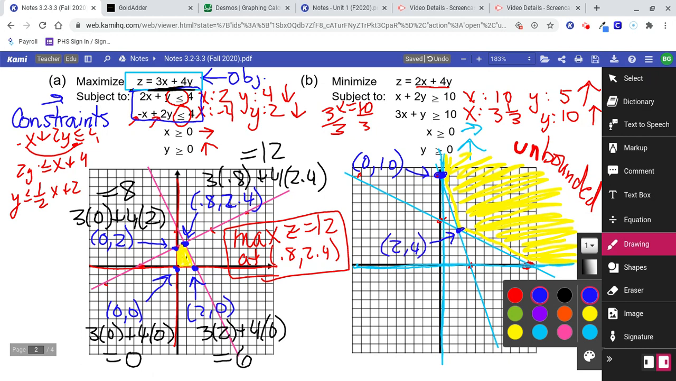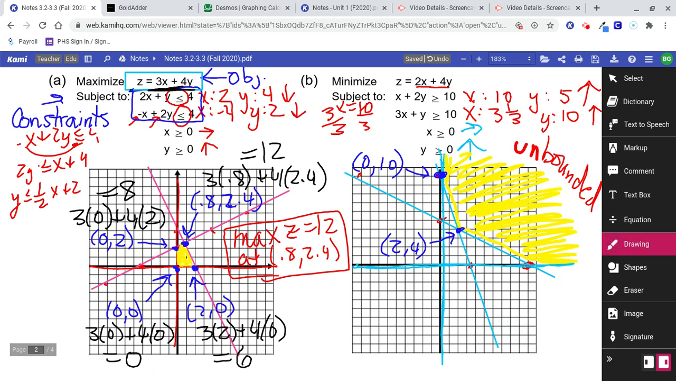Okay, be careful, because if your graph's not real good, if you didn't draw your graph real neat, sometimes you might see the wrong point. So be really careful and draw these really neatly. And if you need help, go to Desmos. And that other corner right there is at 10, 0. So I've only got 3 corners that form my boundaries.